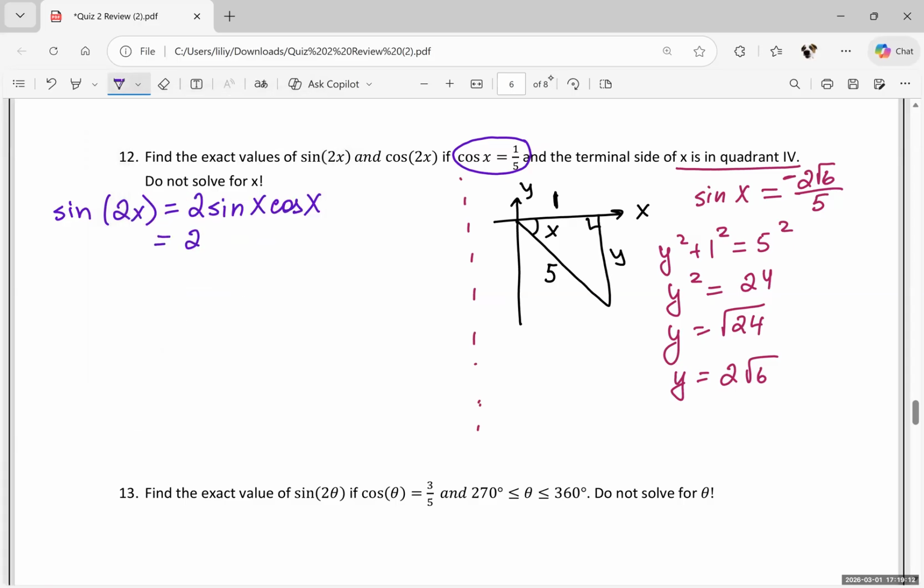So this is 2 times sine of x, which is negative 2 square root of 6 over 5, times cosine of x, which is positive 1 over 5. Multiply all the numbers on the top. If you need to, you can put a denominator of 1 on the 2. Straight across, 2 times negative 2 is negative 4, times 1 is negative 4 square root of 6, divided by 1 times 5 times 5, which is 25.